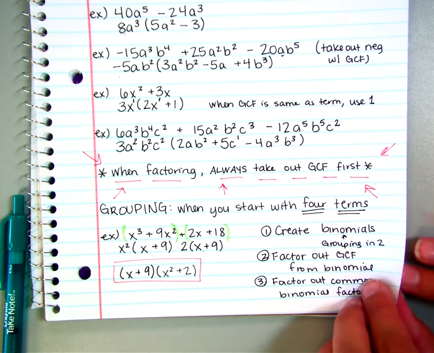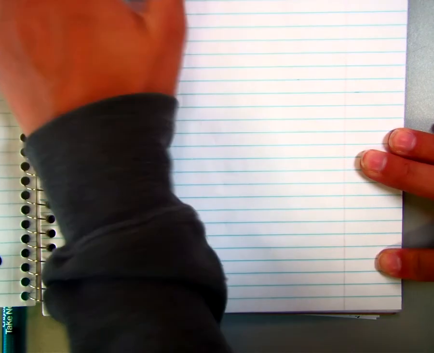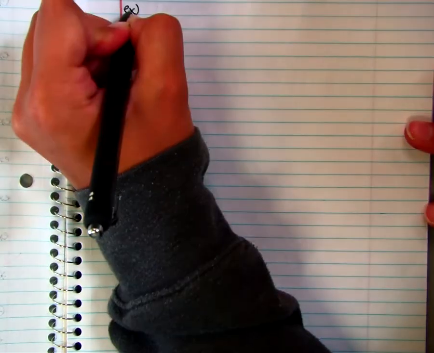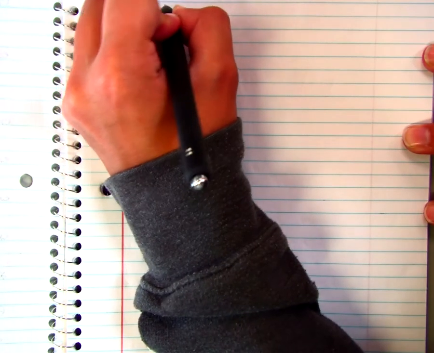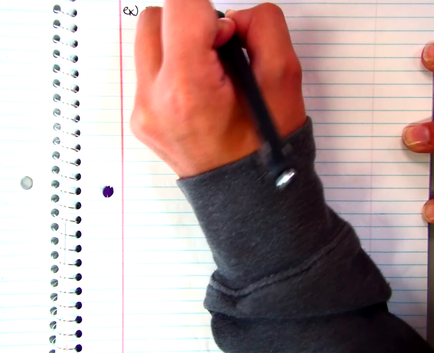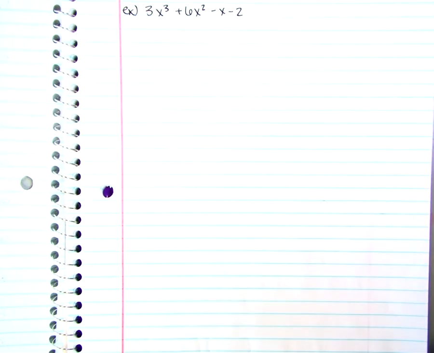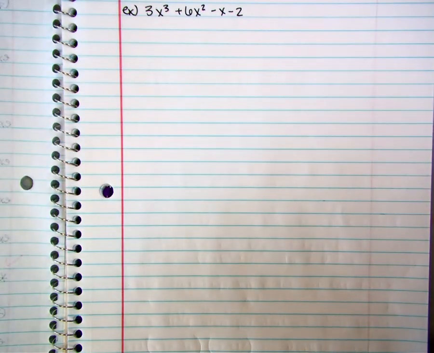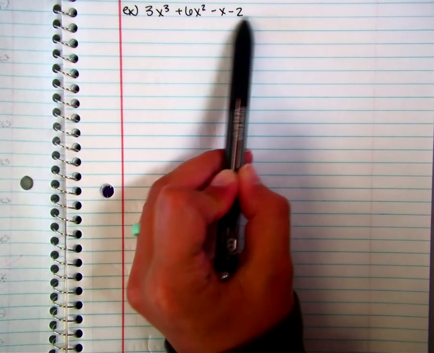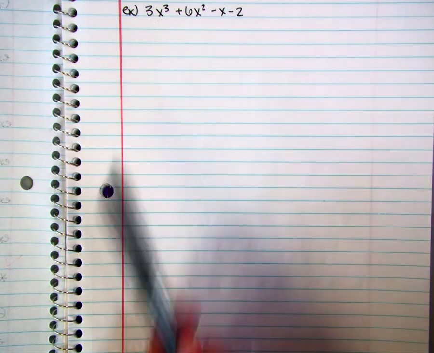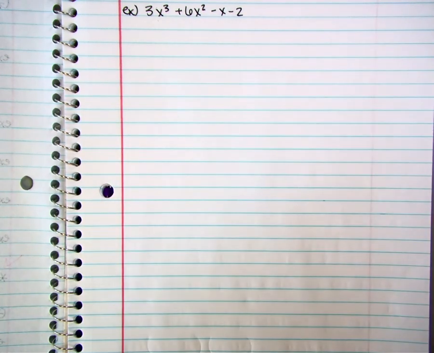All right, so I've got a couple more examples factoring by grouping. That is 3x to the third plus 6x squared minus x minus 2. How many terms do we have? 4. So we know we're going to factor by grouping. We always want to check to see if there's a GCF. There is not. This term ruins it for us. It's a 1, and 1 doesn't really have a GCF with anything other than itself. And so we'll follow our steps.